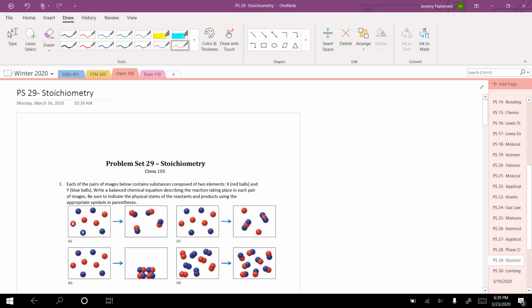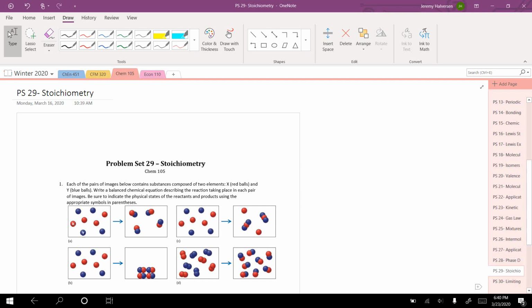Here we have problem set 29, where we're going to talk about stoichiometry. Stoichiometry is essentially our way of accounting for atoms and molecules in a chemical reaction. Once we can balance an equation to represent that no mass is created or destroyed during a reaction, that balanced equation becomes a very powerful tool, and we'll learn how to use that here in stoichiometry, as well as in problem set 30 with limiting reactants.